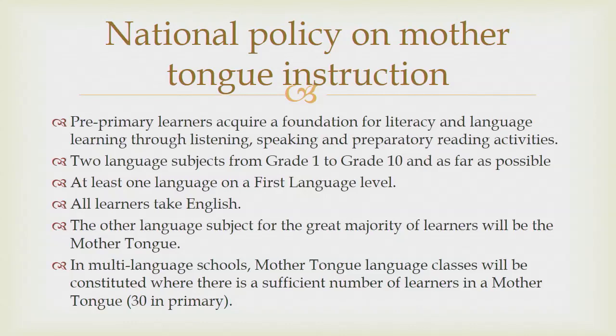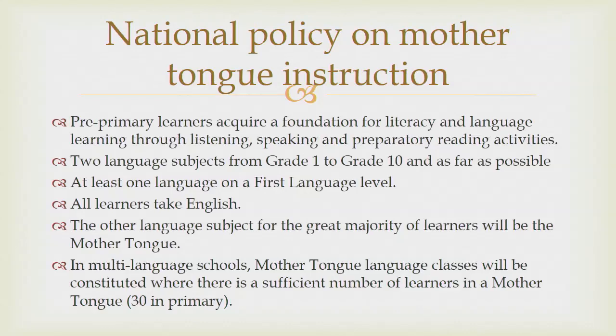Pre-primary learners acquire a foundation for literacy and language learning through listening, speaking, and preparatory reading activities. There are 2 language subjects from grade 1 to grade 10, and as far as possible up to grade 12, learners must have 2 language subjects, at least 1 language on a first language level, and then the other, in most cases or in the majority, take English as a second language. The other language subject for the great majority of learners will be the mother tongue. So the first language mostly is the mother tongue of the children.